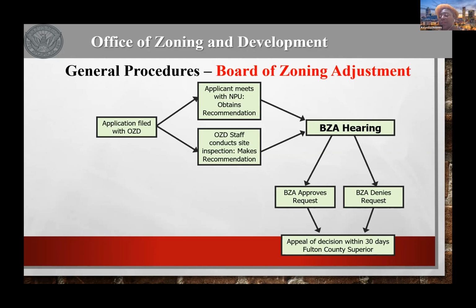What happens from the decision is the staff will provide a result letter of all the findings from the BZA, and then anyone who is aggrieved by a decision by the Board of Zoning Adjustment also has an appeal period. That appeal period is 30 days and must be filed with the Fulton County Superior Court.